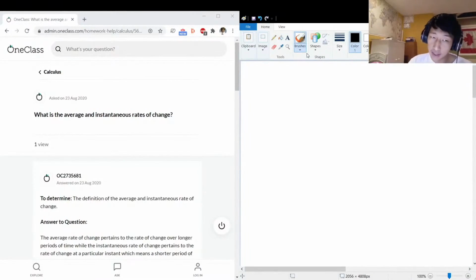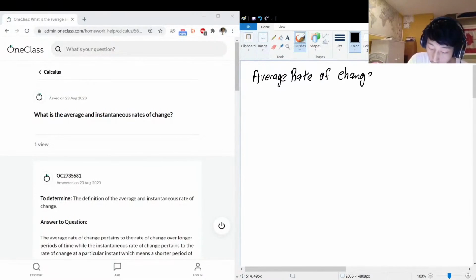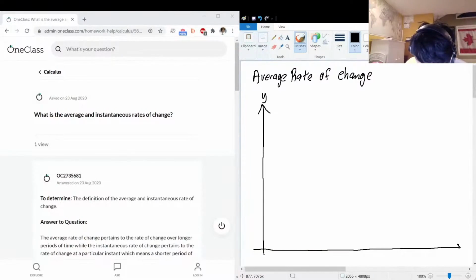Okay. So the next question we got on the menu today is: what is the average and instantaneous rate of change? So let's first talk about the average rate of change. And we can start by drawing a graph like this. Suppose that's our y-axis. Suppose that's our x. And suppose we have a parabola, maybe.